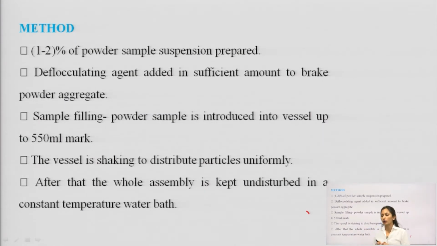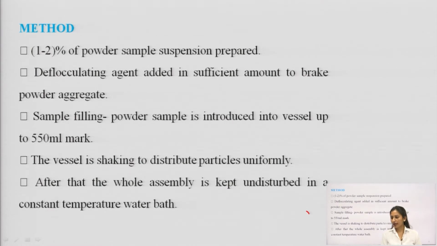Then a deflocculating agent is added in sufficient amount to break the powder aggregate. One stability issue with the suspension is flocculation: the particles come closer and form flocs, and the rate of sedimentation of a floccule will be more as compared to individual particles. This may lead to some error in the calculation. So, we have to prepare a very dilute suspension or dispersion of the powder by using a deflocculating agent, so that the flocculation process will be prevented.